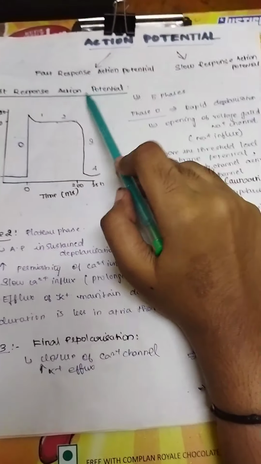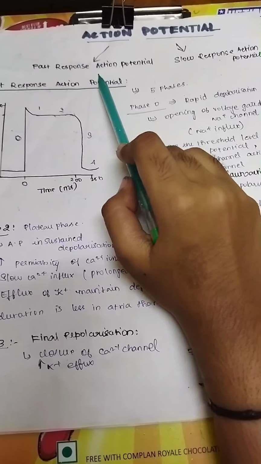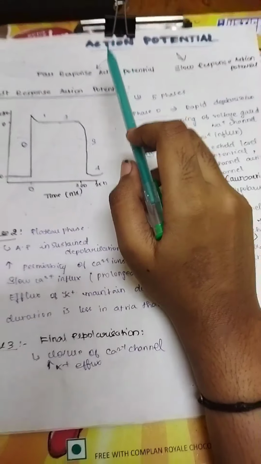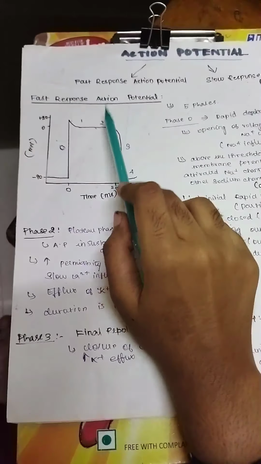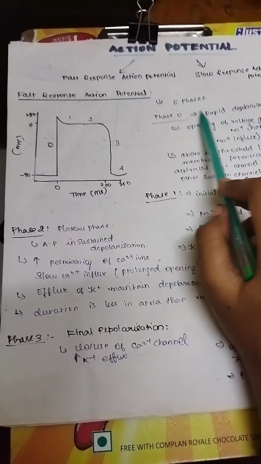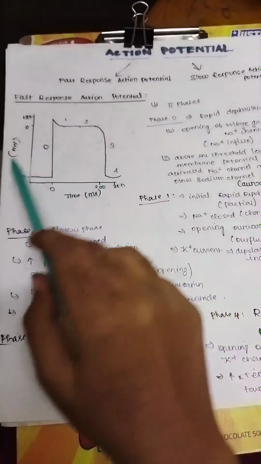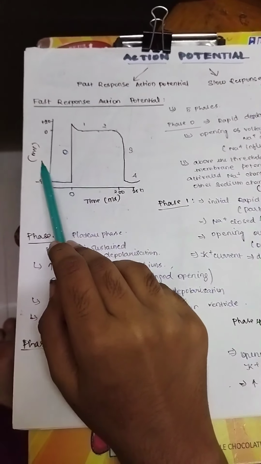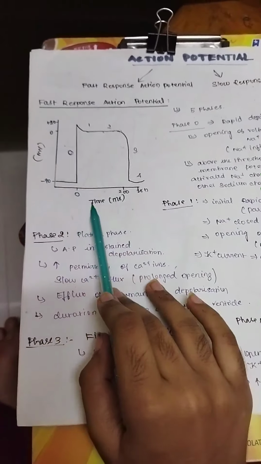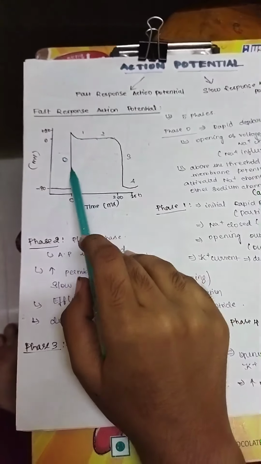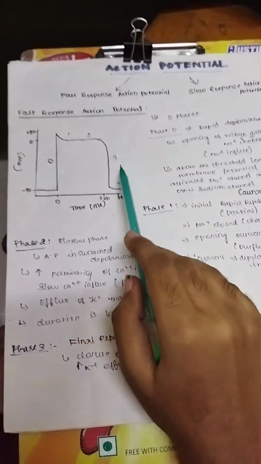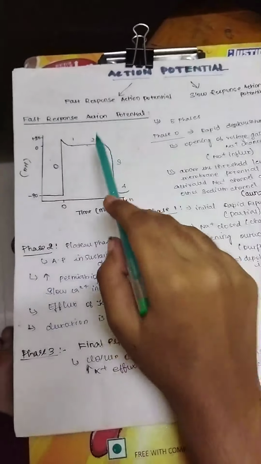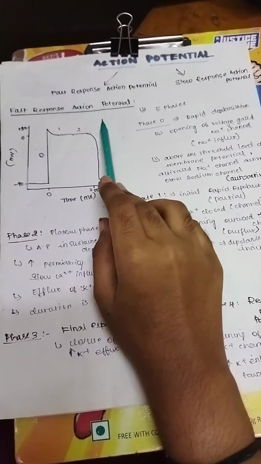The fast action potential is mainly seen in the atria as well as the ventricle muscles and also the Purkinje fibers. This action potential consists of 5 phases. This is the graph drawn between the membrane potential and time. You can see there are nearly 5 phases: 0, 1, 2, 3, 4. These phases are very important in the case of the fast action potential.